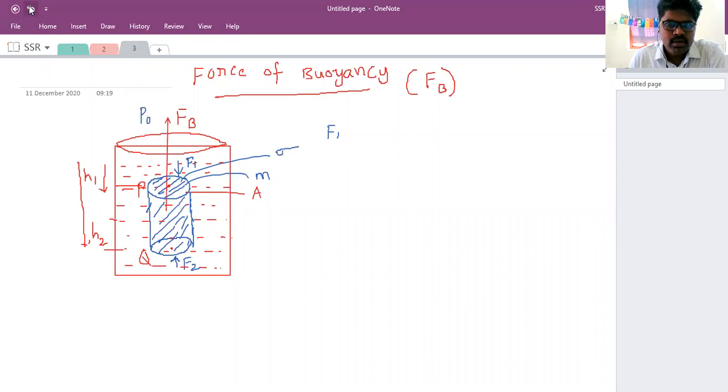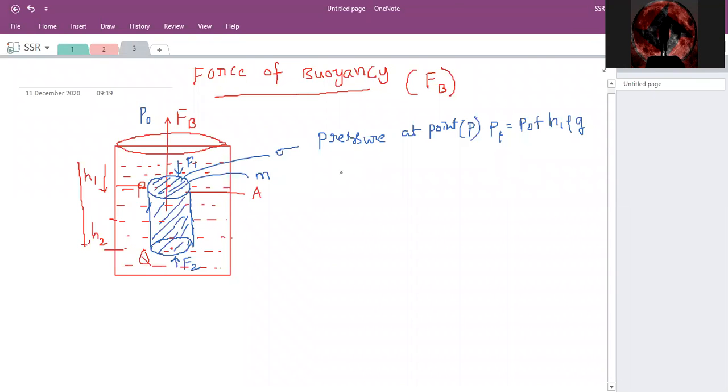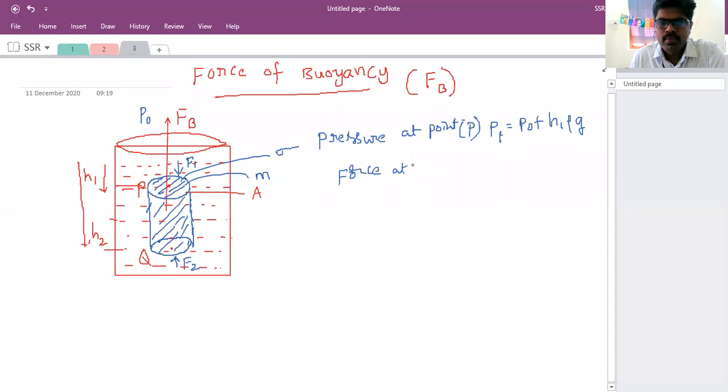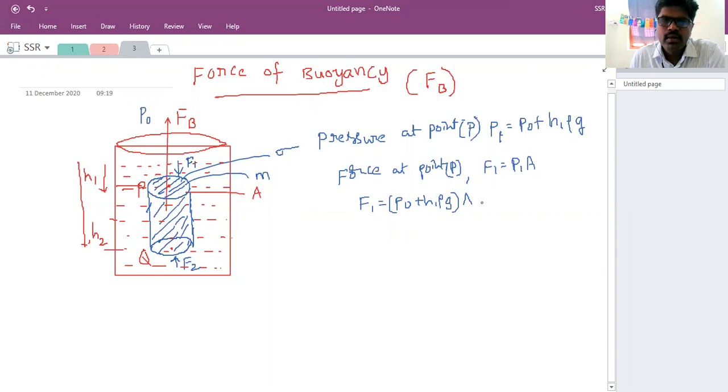Pressure at point P we know already, P1. P1 is equal to P0 plus H1 rho g. Are you clear? Then force at point P: F1 is equal to P1 into A, let us say A is the area of cross section. Then F1 is equal to (P0 plus H1 rho g) into A. This is the F1 value.